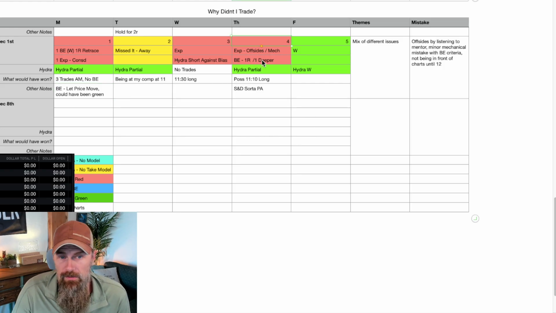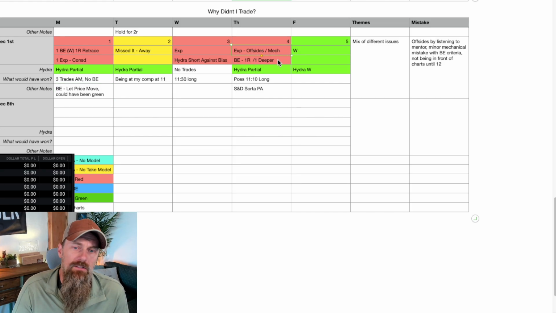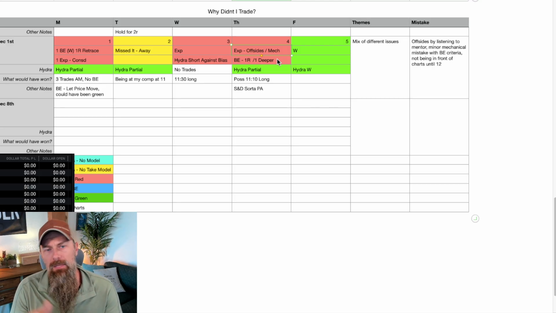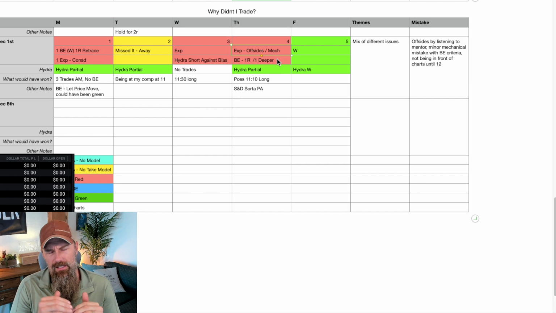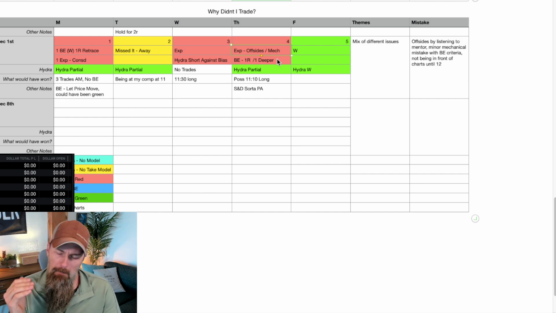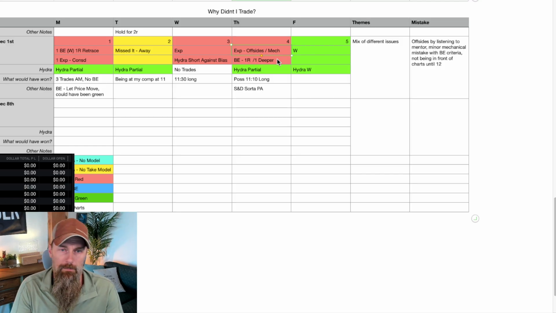In the case of Thursday, so here, what do we have? I had an expense where I was offsides and had a mechanical error. In other words, price did not close above the inversion, and it was so close that I thought it did. I marked it in, and when I looked closer, it was 2 ticks away from closing above that inversion. So there was a bit of a mechanical error. And in that case, that trade was also offsides.